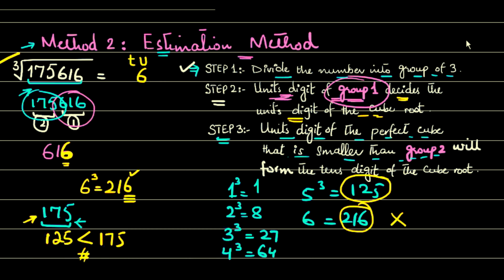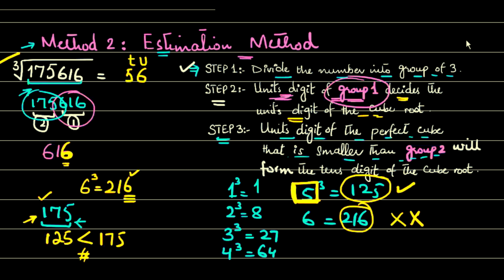Okay, if you find a number that is equal to this group 2, then you can take it. All right, but you cannot take the bigger number. Now what do we have to do? That root, the 5 whose cube was 125, so you will take this 5. This 5 will be our tens place of this root, 56. Right? Let me revise once.